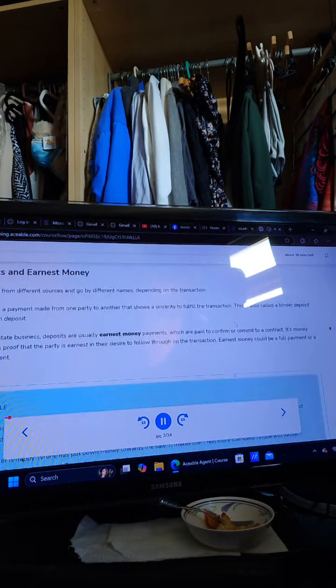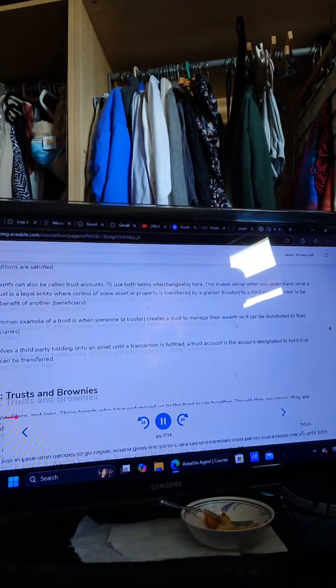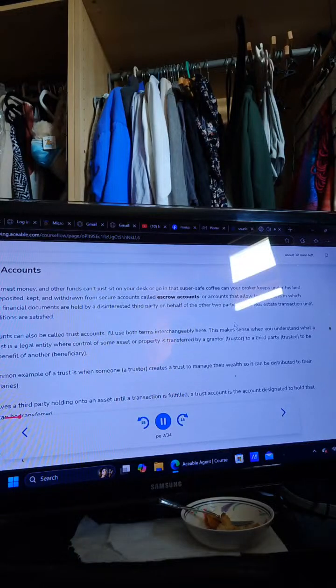Handling funds is a very important part of the business of real estate. Sales associates will be transferring and delivering funds on a regular basis.